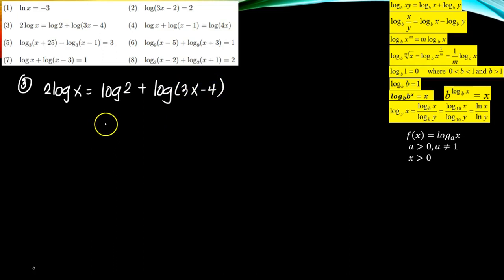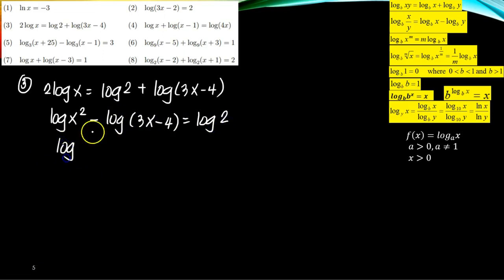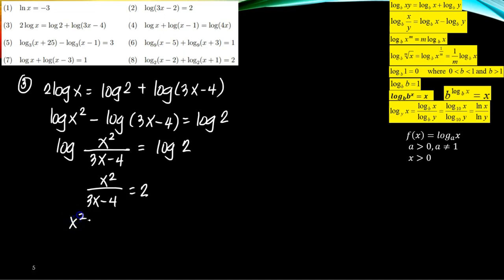So let's combine those with x's on one side. So I can see that this one is logarithm of x squared minus logarithm of 3x minus 4 equals 4 logarithm of 2. Let's combine. This one becomes x squared all over 3x minus 4 is equal to... Since both sides have the same base, I can just say x squared over 3x minus 4 is actually equal to 2. X squared is equal to 6x minus 8.